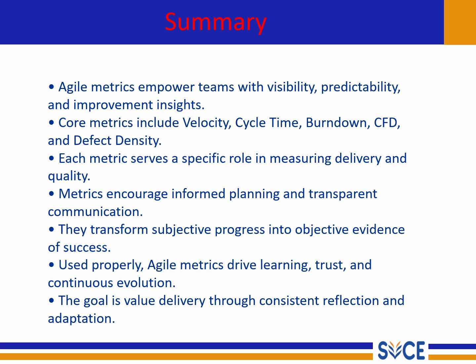We explored the core agile metrics: velocity, cycle time, burn down chart, cumulative flow diagram, defect density. Each one serves a specific purpose. Velocity helps with planning, cycle time measures the speed, burn down and CFD show the progress and bottlenecks, and defect density ensures the quality. Together, they provide the complete picture of how efficiently and effectively the team is delivering value.